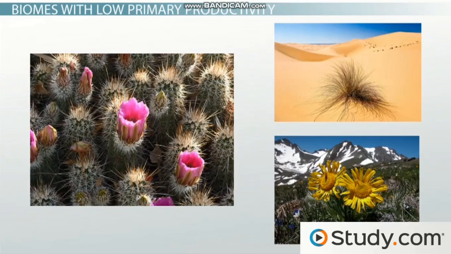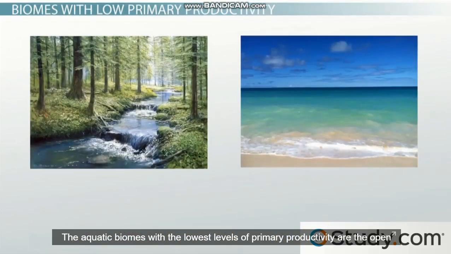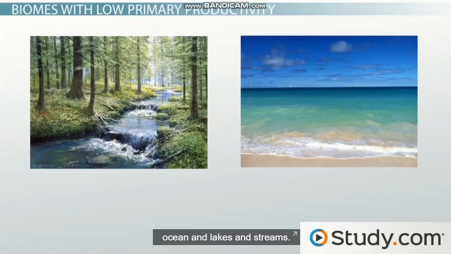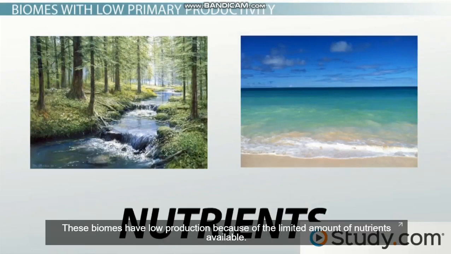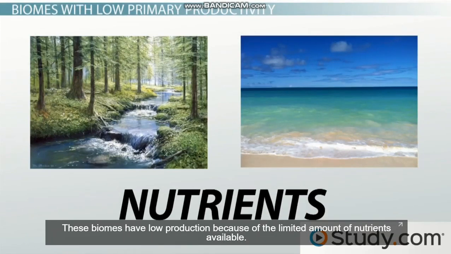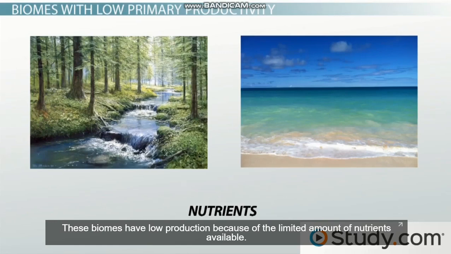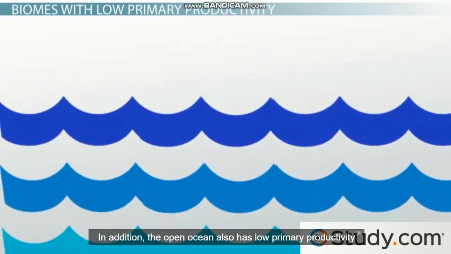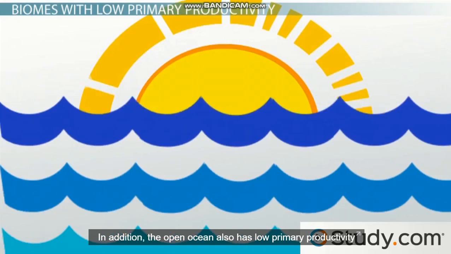The aquatic biomes with the lowest levels of primary productivity are the open ocean and the lakes and streams. These biomes have low production because of the limited amount of nutrients available. In addition, the open ocean also has low primary productivity because the sunlight is not able to penetrate to deep water, and photosynthesis can only occur in more shallow areas.